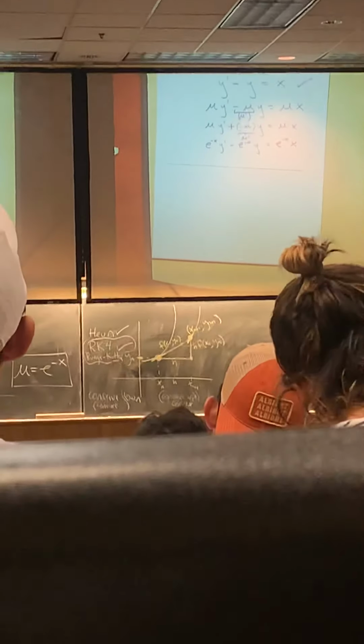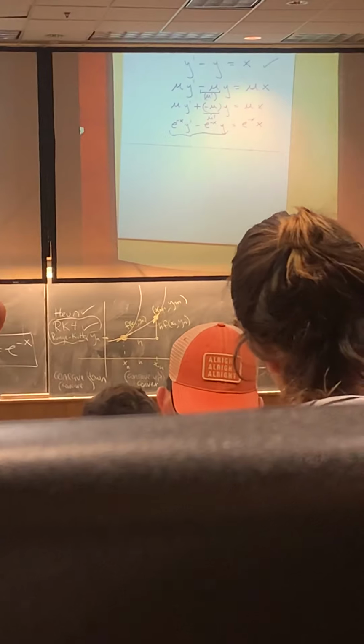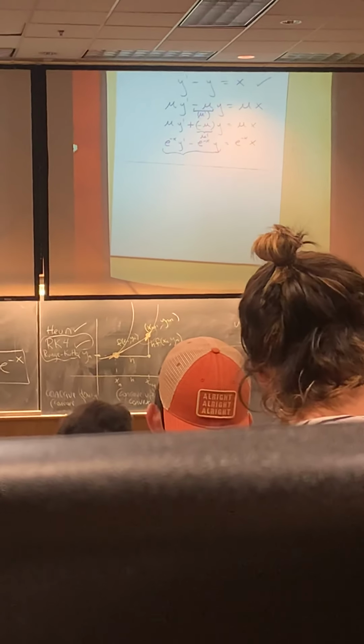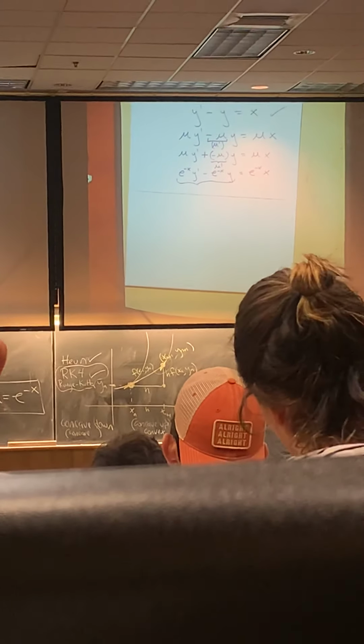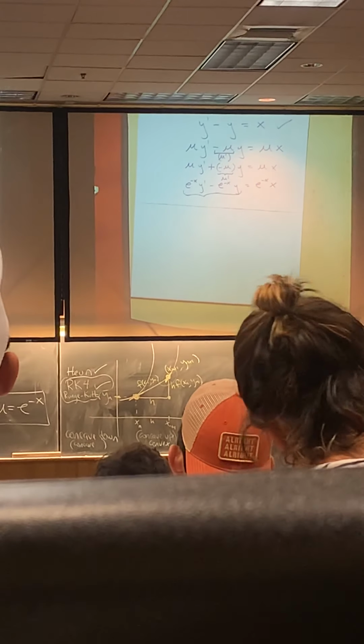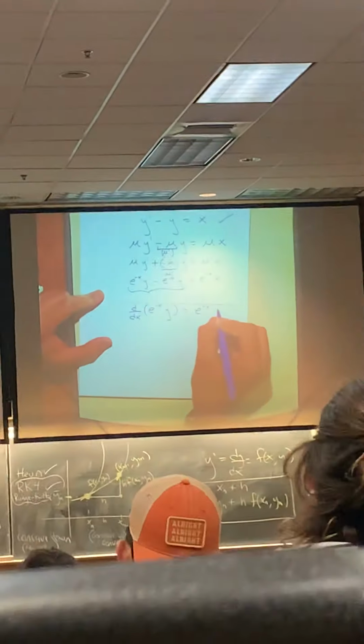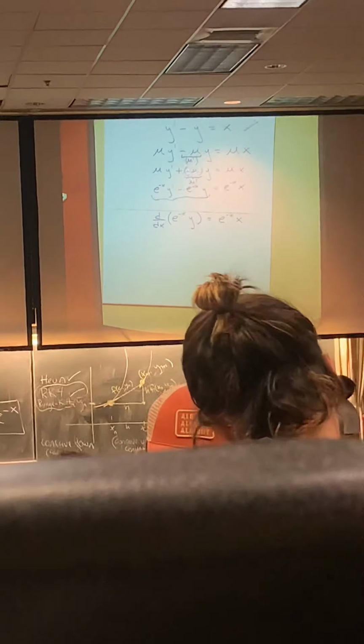So next, that looks like a telescope, an open telescope. I'm going to close it. That is the product rule of two functions. Which ones are the functions? e to the minus x and y. And I'm going to close it right now. The notation will be d/dx of e to the minus x times y equal to e to the minus x times x. Right there.